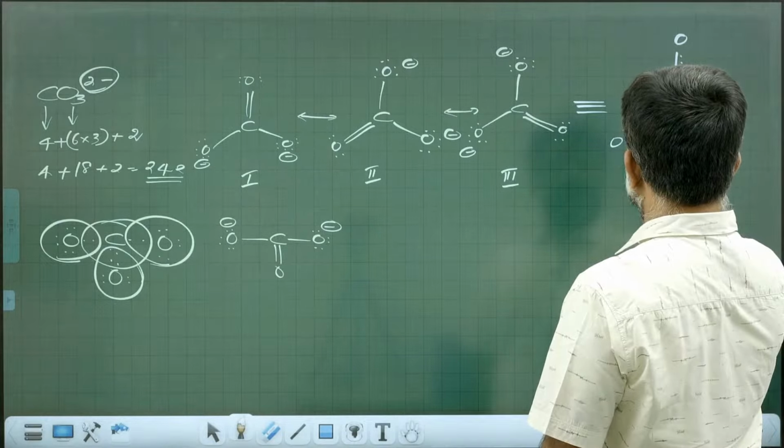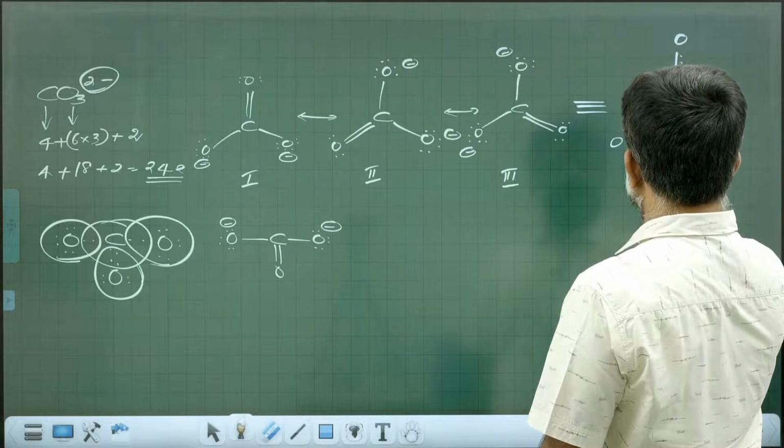How many bond pairs are there? 1, 2, 3, 4 pairs. There are 8 bond pair electrons. So it is half into 8, which is 4. You are getting 4 minus 4, and you get 0. The formal charge of carbon is 0. That way you can find it out.